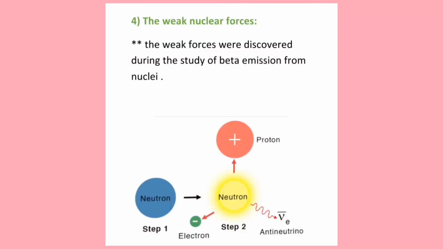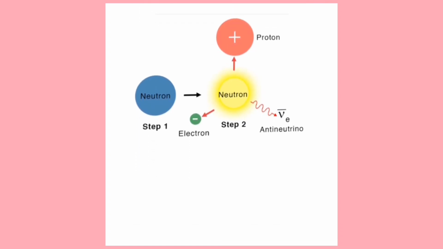Next, moving into the weak nuclear forces. These weak nuclear forces were discovered during the study of beta emission from the nuclei. During beta emission from the nucleus, inside the nucleus, a neutron is converted into a positively charged proton, an electron, and an antineutrino. Remember, the neutron is converted into proton, electron, and antineutrino.